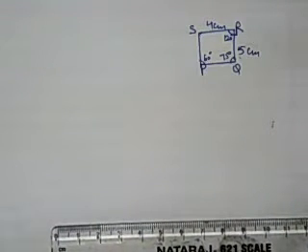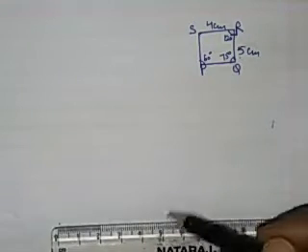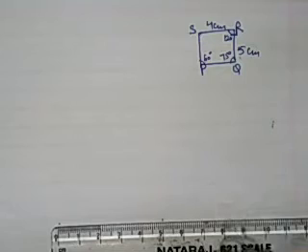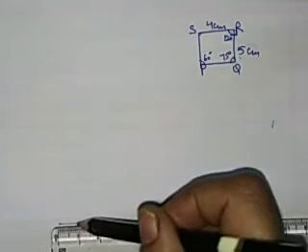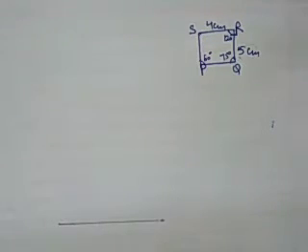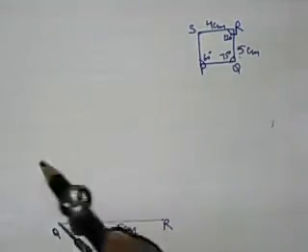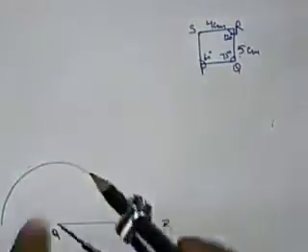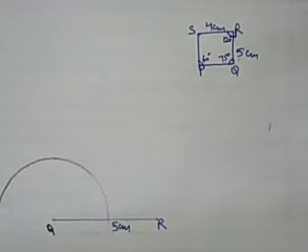Draw QR of 5 cm long with the help of scale and pencil. First of all, put 2 points and now start joining. Name it Q and R and write down the measurement 5 cm. On Q we can see that there is the angle of 75. For 75, first of all we have to draw the angle of 90 degrees.